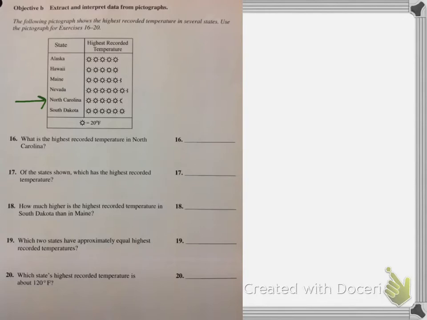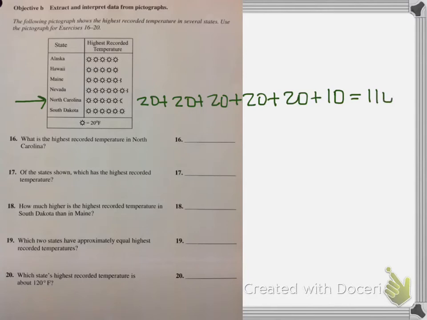So what would be the highest temperature recorded? Each sun represents 20, so it's going to be 20 plus 20 plus 20 plus 20 plus 20, so that's 5, 1, 2, 3, 4, 5, plus half a sun, so we'll say plus 10. So that's going to total 110 degrees Fahrenheit.